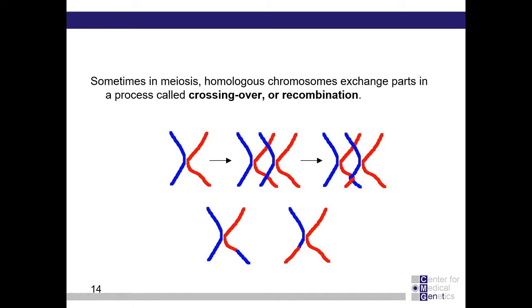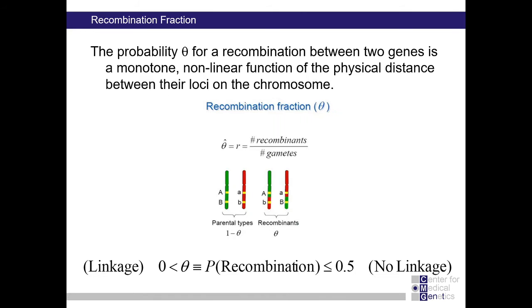Sometimes in meiosis, homologous chromosomes exchange parts in a process called crossing over or recombination. Recombination fraction: the probability theta for recombination between two genes is a monotone non-linear function of the physical distance between the loci on the chromosome. So linkage: 0 is smaller than theta, and the probability of recombination will be lower than 0.5, meaning that theta would be the linkage. If it is 0.5, no linkage.